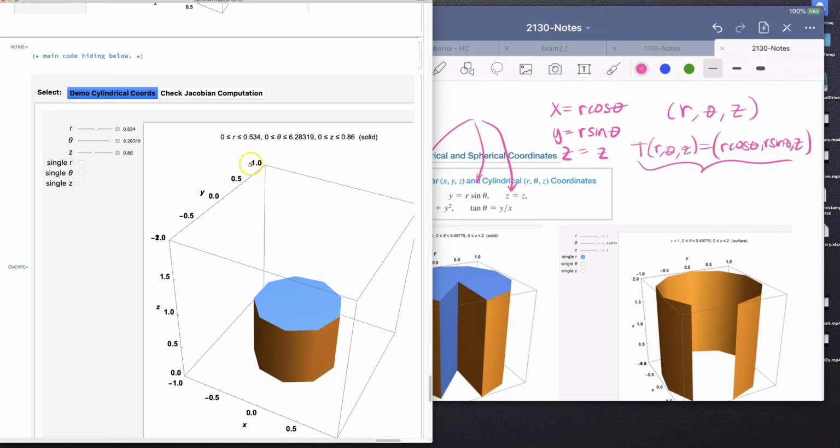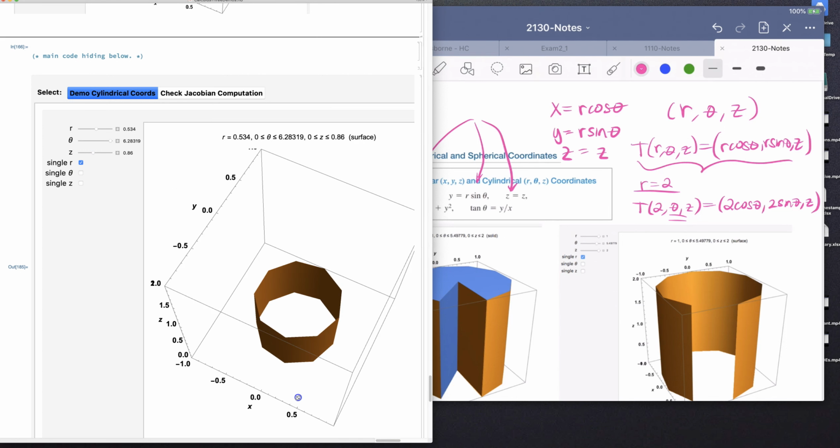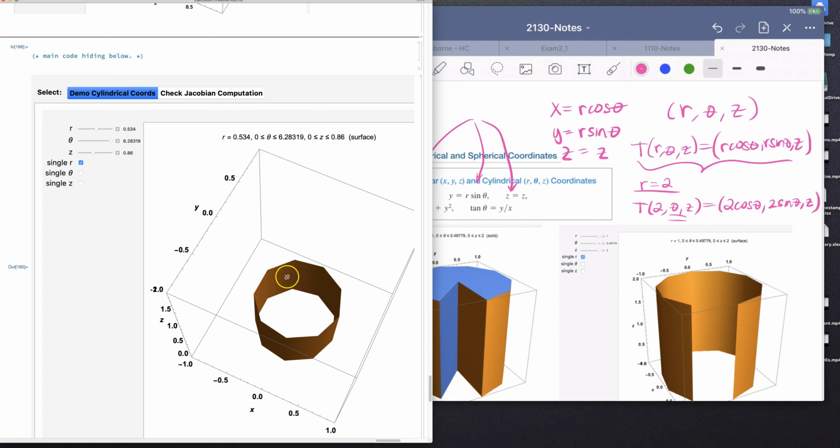Okay, if you want to pick a specific value of r, say r is equal to 2, for example, then the transformation would be r is equal to 2, and now that there are only two parameters, theta and z, to move, it would be 2 cosine theta, 2 sine theta, and z. And now we can see that with only those two variables, the radius has been fixed. So now we are at a cylinder of a specific radius 2.